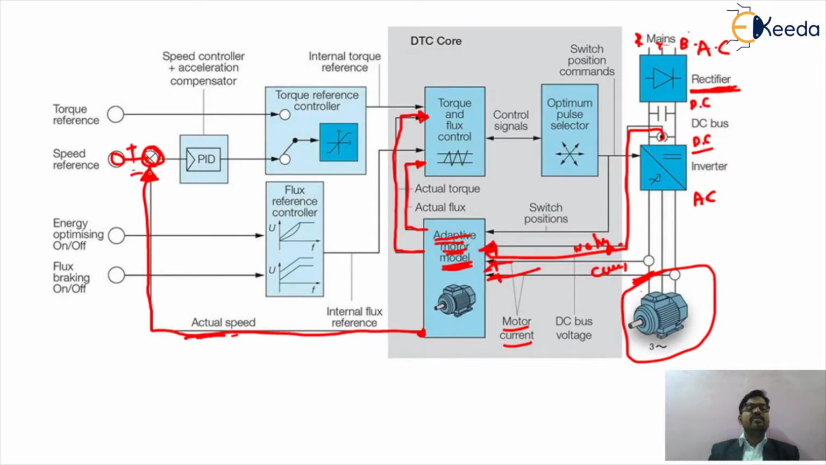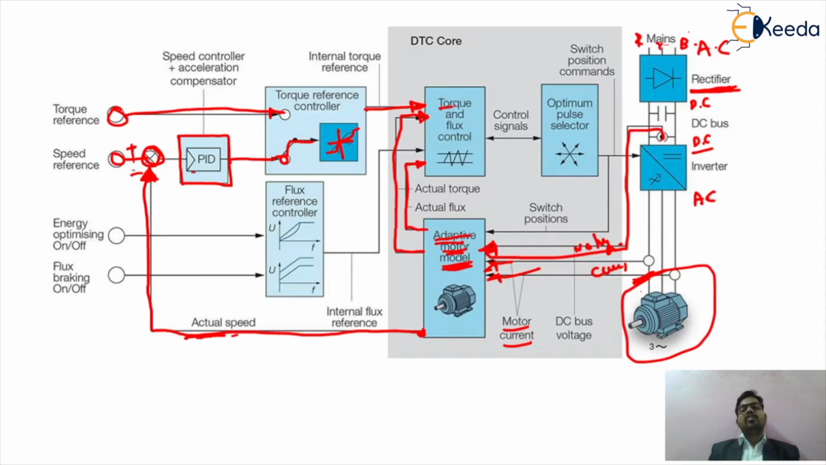We are giving this speed error to your PID, a proportional, integral and derivative controller. By using that PID controller, we convert the speed control loop output into your torque quantity. As shown in the figure, we are getting the torque control strategy here, or we call it a torque controller loop. In that torque controller loop, we again give the reference torque, and the output of the torque controller goes to your torque and flux controller strategy.